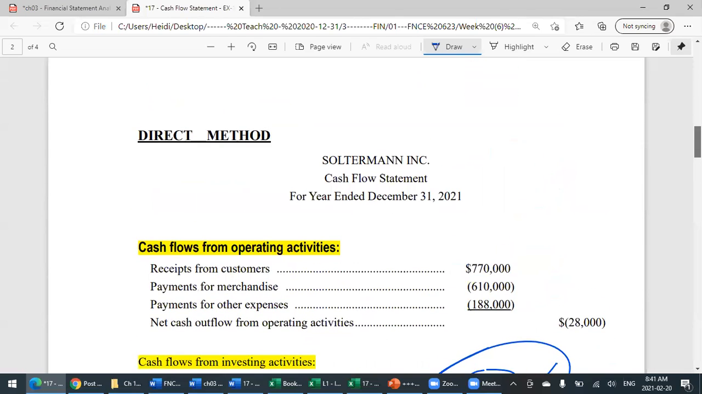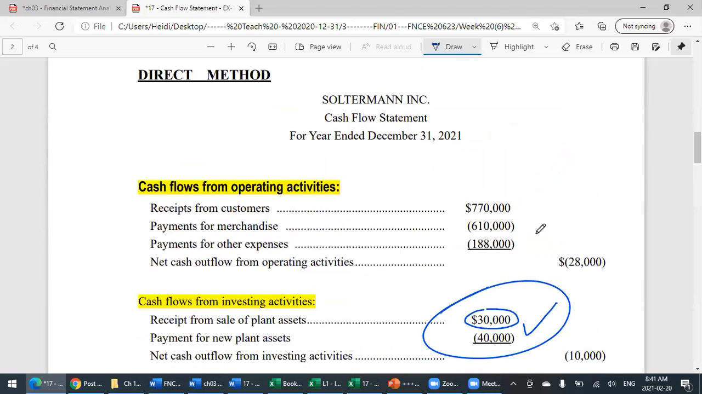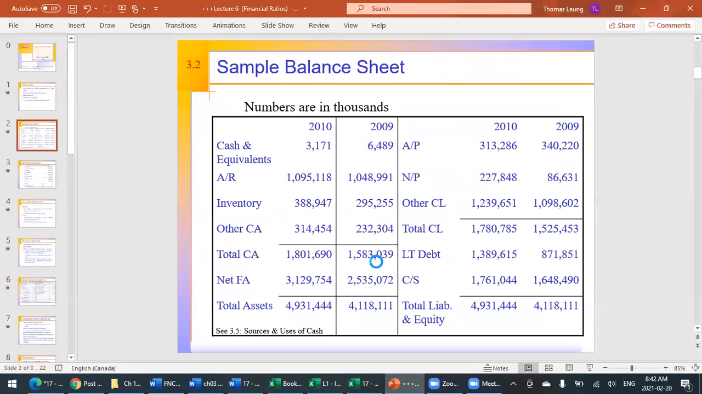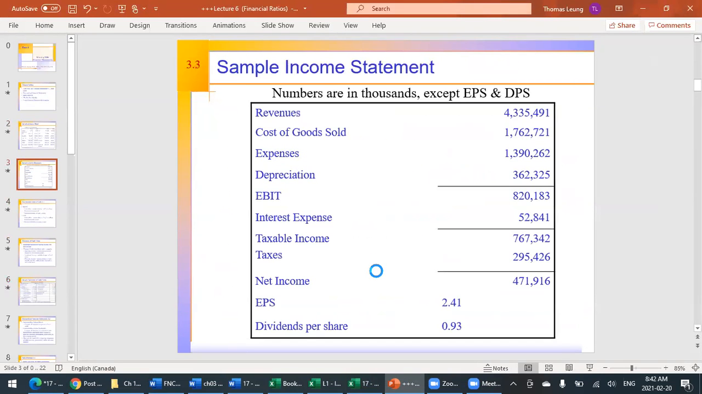Okay, so I think that's enough for the cash flow statement. We spent 40 minutes on this already. So let's go back to the other two reports and see what other analysis we can do on them. Let's go to the income statement first. Now, this is the income statement.